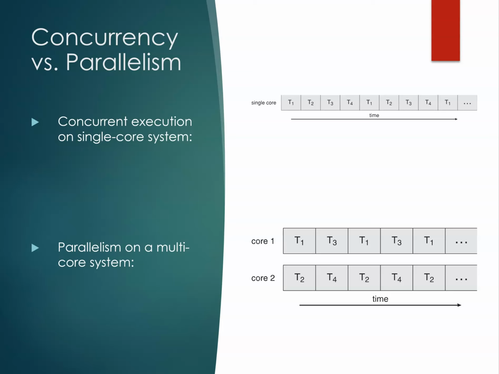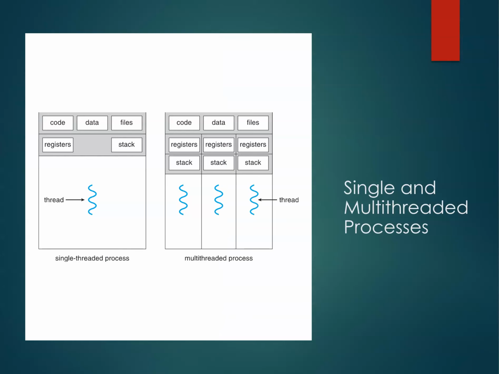Concurrency versus parallelism. Let's compare. In concurrent execution on a single core system, we've got task 1, task 2, task 3, task 4. We switch back to task 1, etc. In a multi-core system, we've got T1 and T2 running in parallel, T3 and T4 running in parallel. Again, T1 goes again, T2 goes again, and we get hopefully much better throughput.